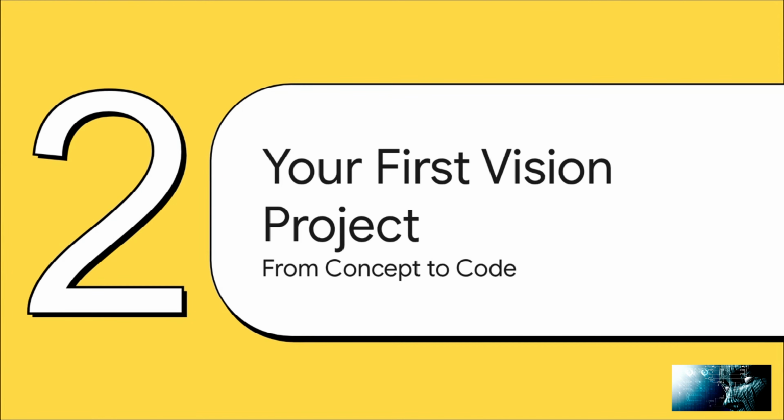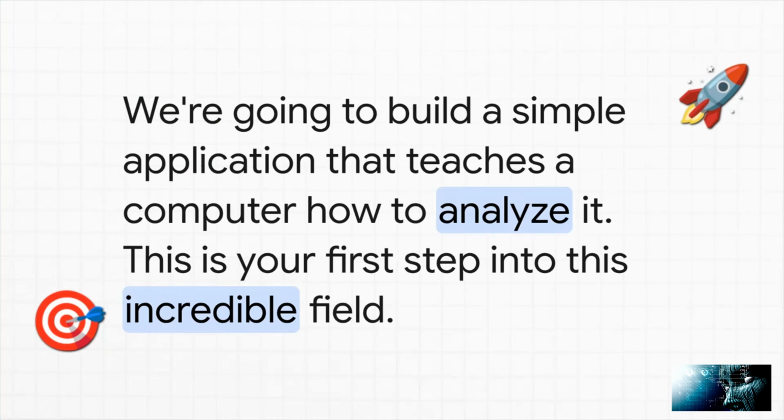All right, that's enough theory. The best way to really get this stuff is to get our hands dirty, right? So let's do it. We're going to go from just talking about it to actually writing code and building something real. Our mission today, should you choose to accept it, is pretty simple. We're going to build a basic app that can look at an image and start to figure out what's inside. This is that all-important first step into a really amazing world.